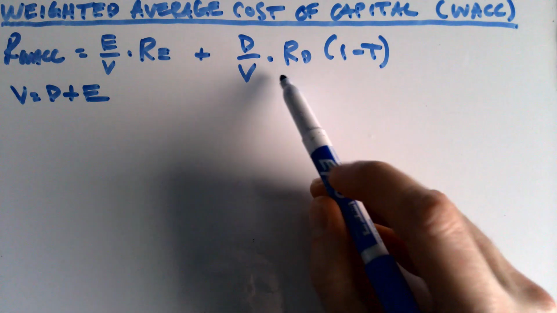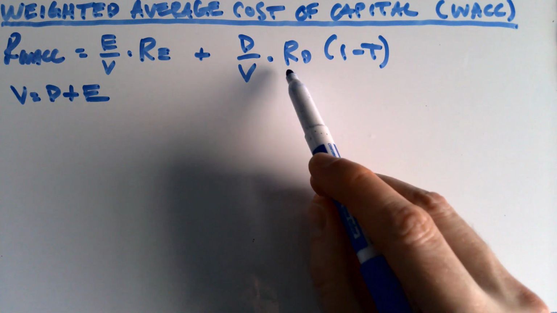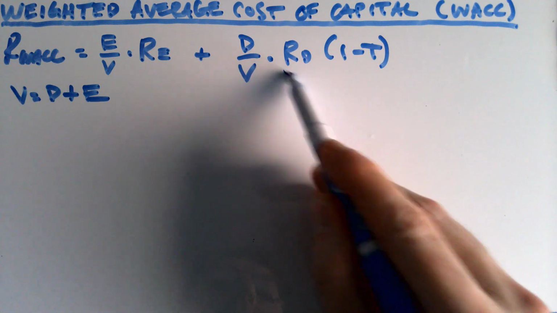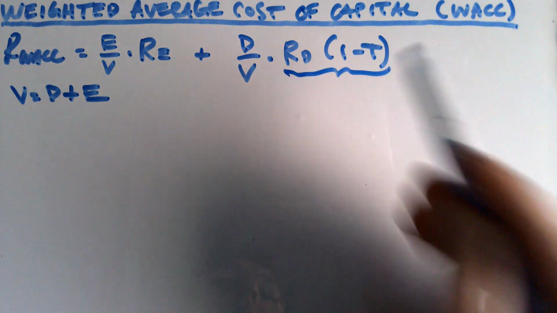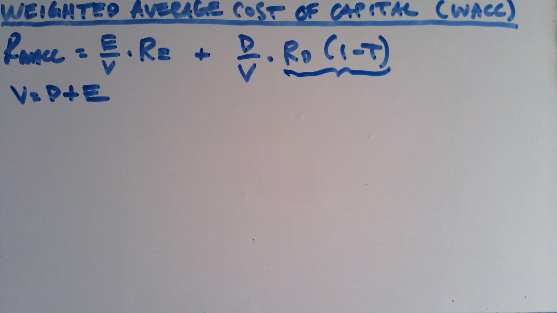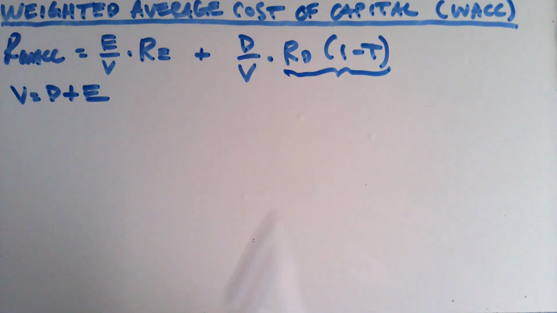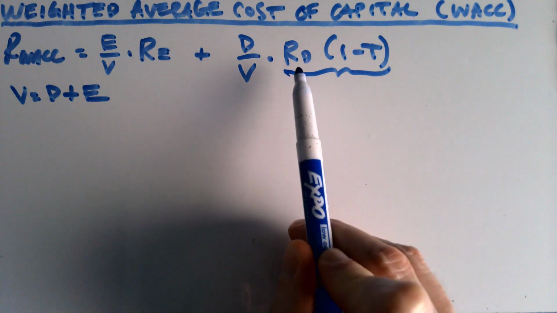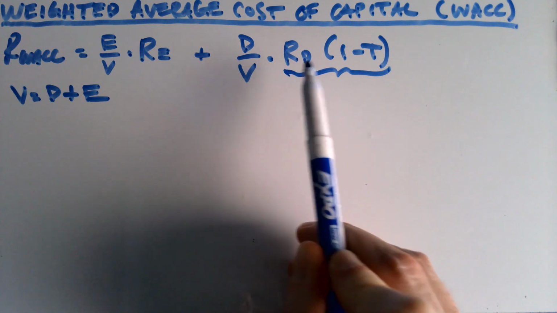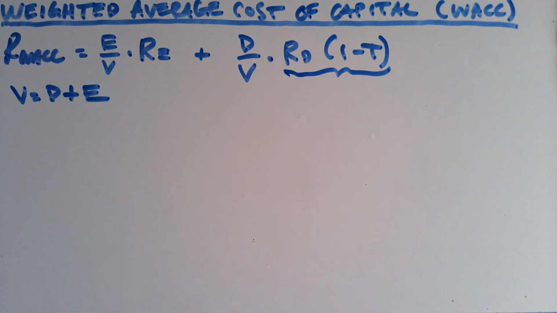Sometimes in problems you will see them talk about the after-tax cost of debt. That would be this entire term. If they do that, then you don't need to multiply by 1 minus T. However, if they give you the yield to maturity or before tax cost of debt, they're talking about this R sub D, and you will need to multiply by 1 minus T.